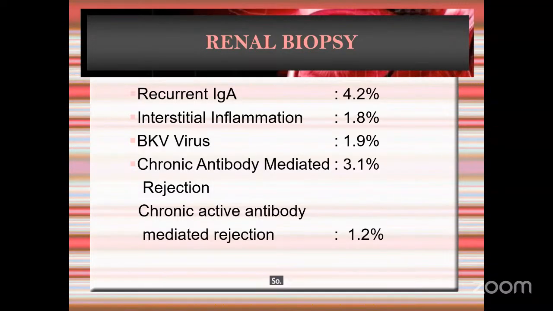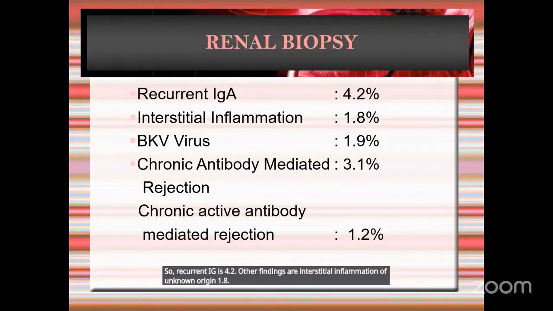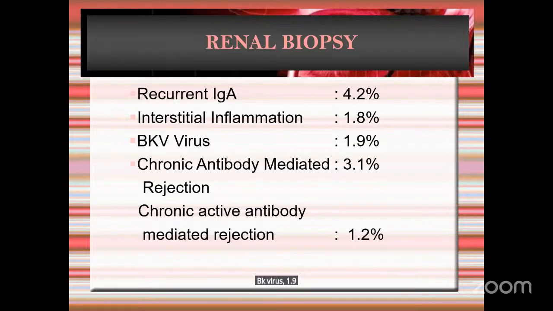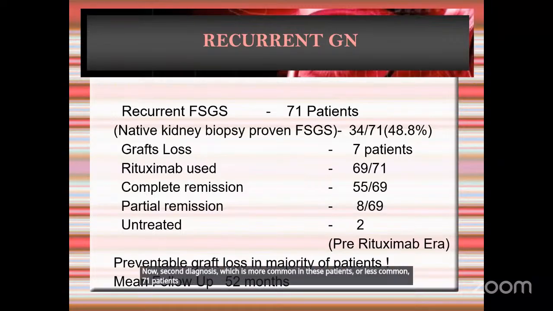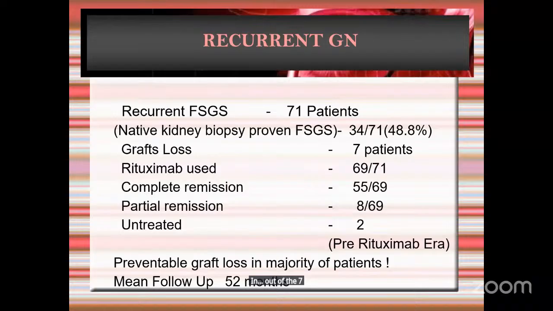So recurrent IgA is 4.2%. Other findings are interstitial inflammation of unknown origin 1.8%, BK virus 1.9% of patients, and some are rejections. Now, the second diagnosis, which is less common: 71 patients of recurrent FSGS. Out of the 71, 34 had a biopsy diagnosed native kidney FSGS. 7 patients lost the graft.